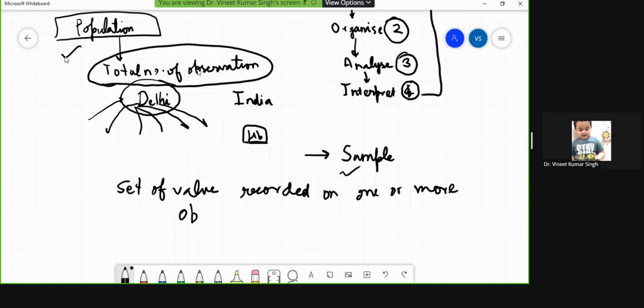Now another thing is measures of dispersion. Now, if we consider this is our data set.